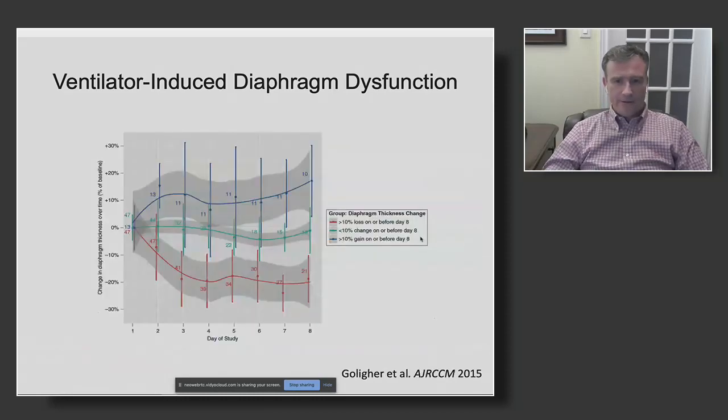Diaphragm atrophy during mechanical ventilation appears to be quite common. We found that about 45% of patients develop significant decreases in diaphragm thickness during mechanical ventilation, as shown here in this figure. So this is a very common problem that's associated with delayed liberation from mechanical ventilation. We try to prevent it by keeping the patient breathing at the earliest possible opportunity.